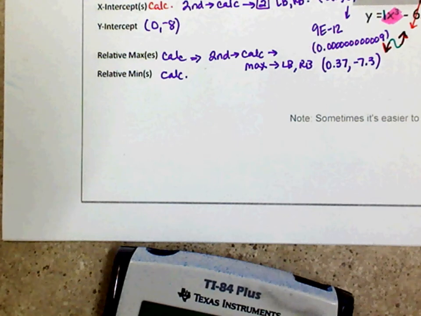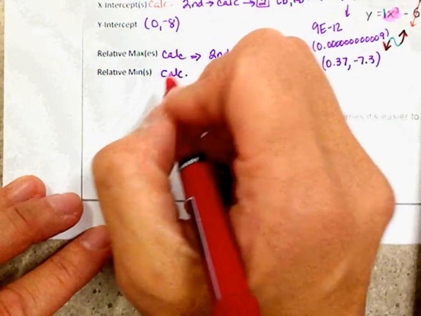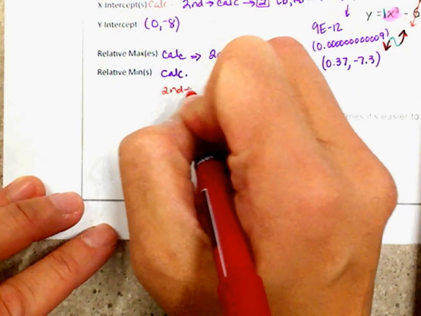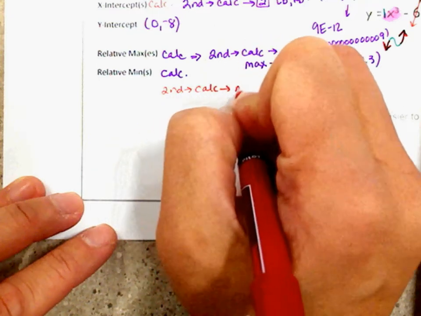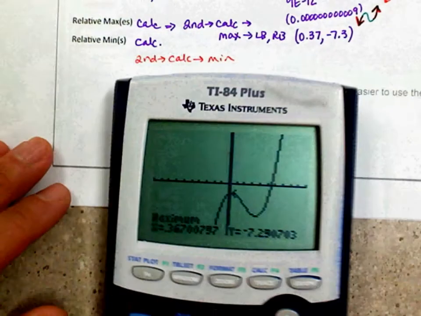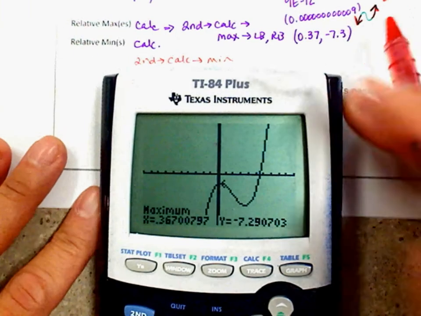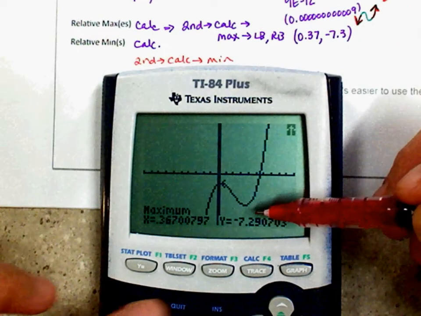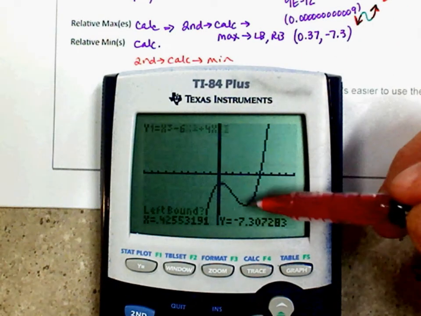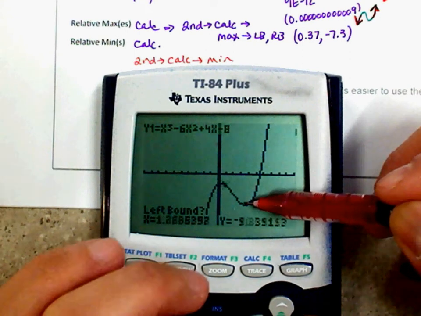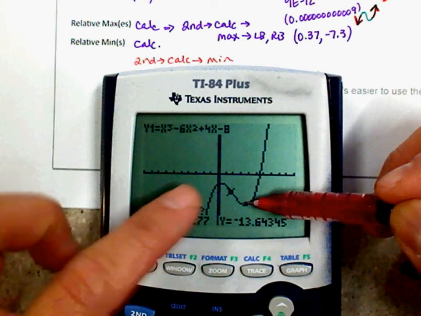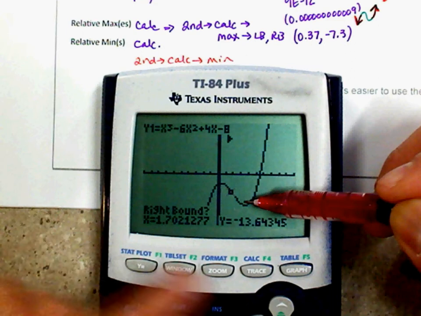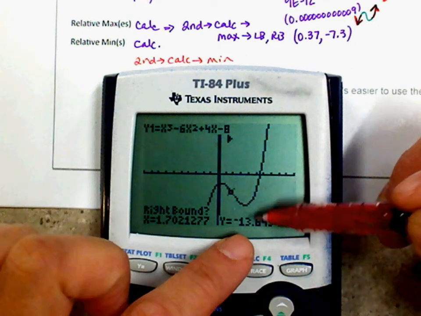Minimum, you do the same thing, except you hit the word minimum. Okay? So here's my graph, and where's my minimum? Here's your minimum. Second calc, minimum is number 3, and I want that point. So I'm going to go to the left of that, push enter. Okay? Now, do you see how your y's and your x's? Take a look.